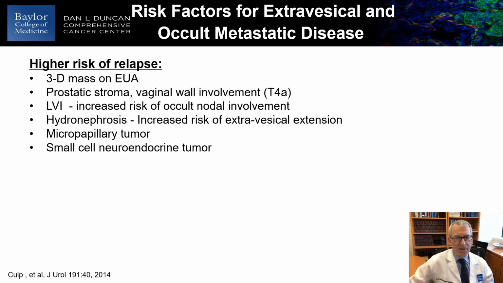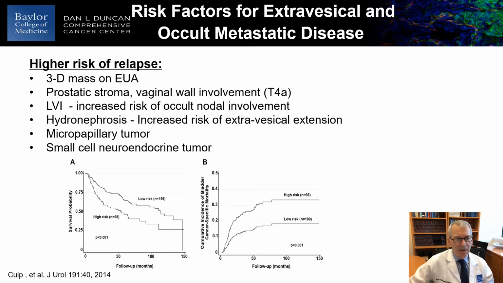So there's been a nice study out of MD Anderson. Steve Culp did this when he was a fellow there, looking at risk factors for extravesical and occult metastatic disease, and they identified the six features that I've highlighted under higher risk of relapse, and they include a 3D mass on EUA, which would imply a T3 or T4 tumor, locally extensive disease, lymphovascular invasion, hydronephrosis, and then variant histology with either micropapillary tumor and small cell neuroendocrine cancer.